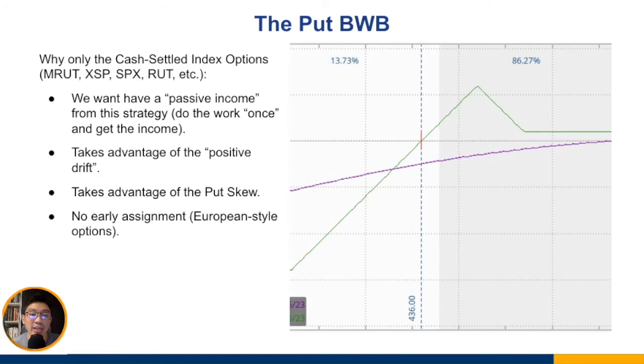Now next, there is no early assignment. Now this is very important because you do not want to put on a position, and if it's in the money, somehow you're going to get assigned where you're going to be long some shares, short some shares, and that's going to destroy all your trading efforts, right? Because you're going to get so confused and you're going to worry about a margin call. So because the index options, they are operating on the European style, which only means that there can only be assignment or exercise upon expiration.